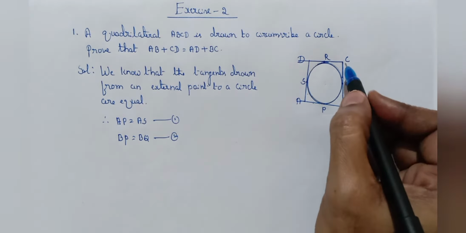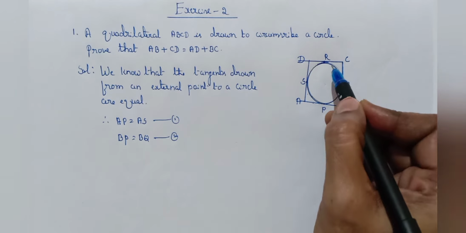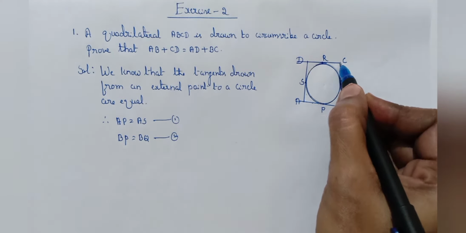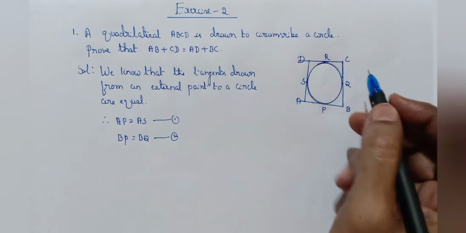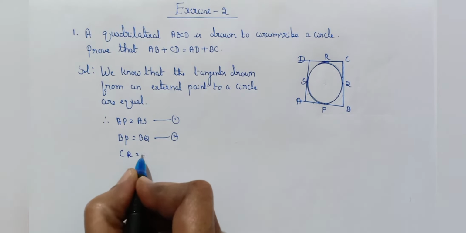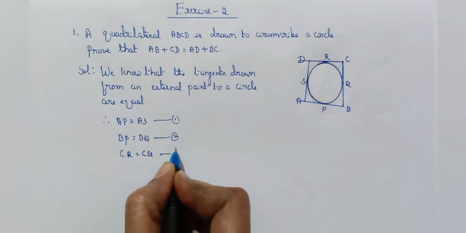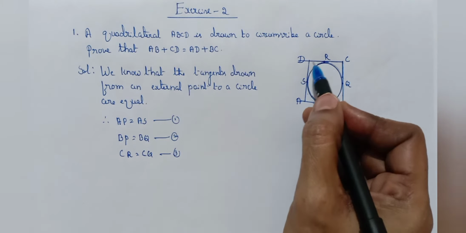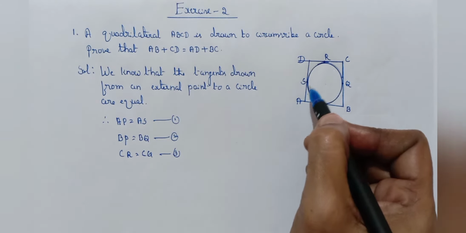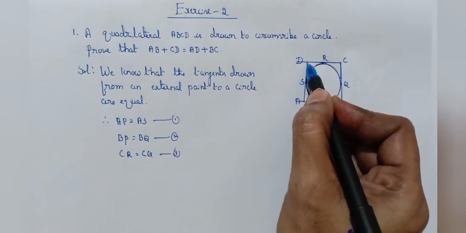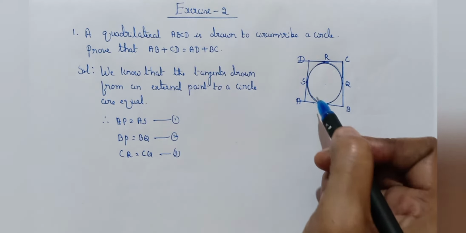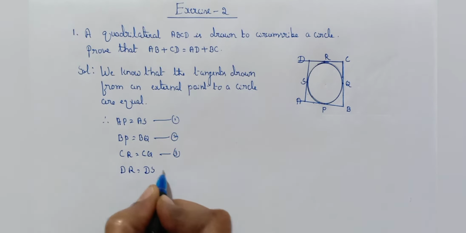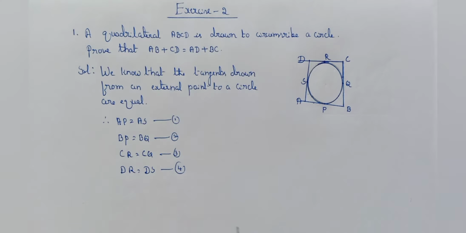And C is an external point. CQ and CR are the tangents drawn to a circle from an external point C. So, CQ is equal to CR. Consider this as equation 3. And similarly, D is an external point. DR and DS are the tangents drawn to a circle from an external point D. So, DR is equal to DS. Consider this as equation 4.